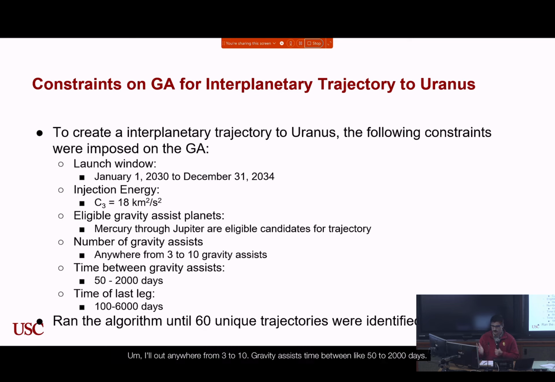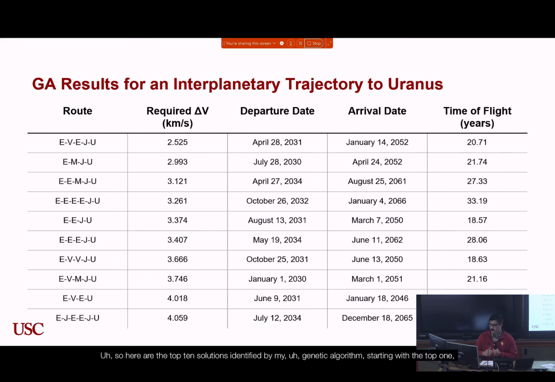I allowed anywhere from 3 to 10 gravity assists, time between legs 50 to 2,000 days, and then the last leg 100 to 6,000 days. And then I wanted to try and get a wide range of unique ideas or trajectories, so I ran the algorithm until I had 60 unique solutions. So here are the top 10 solutions identified by my genetic algorithm.